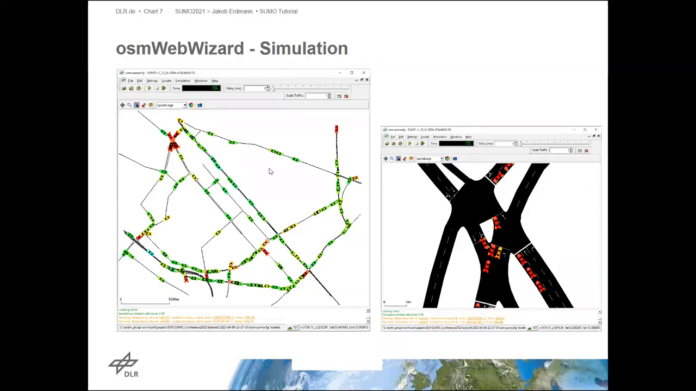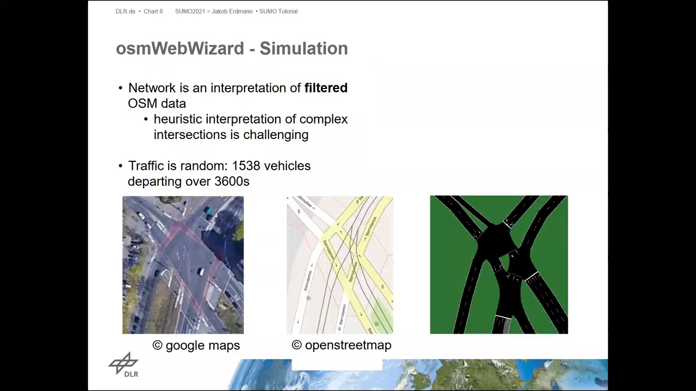Now, for those that are new to SUMO, you may be wondering what you're actually seeing there. What's in the simulation? How did that come about? So the network on which these cars are simulated is based on the OSM OpenStreetMap road network data storage. And in this case, it's a filtered version of the data set because we only included the major roads. And it's also a heuristic interpretation because the data isn't really built for micro-simulation. It's maybe built for routing, mostly for building pretty maps. So we do have to do some interpretation.